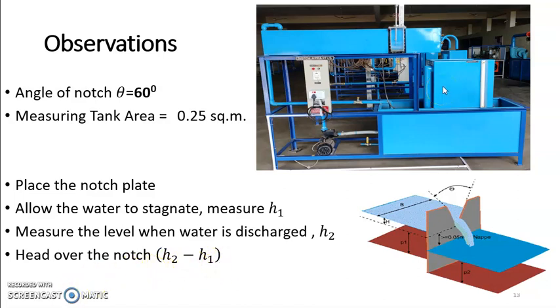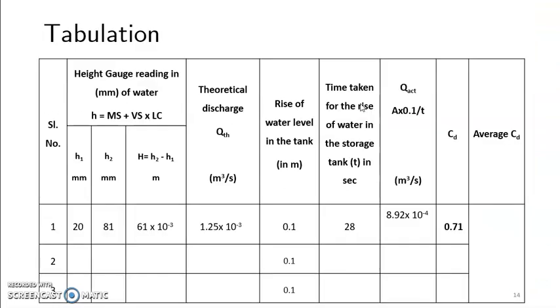And for the same discharge, we need to calculate the time required to store the water in this collecting tank up to some particular height. In our experiment, we are considering 10 centimeter height, and we repeat the experiment for some other discharges. The tabular column goes like this. First the serial number, and we tabulate the H1 value, that is the initial value, and the H2 value, which will be taken in mm, and capital H is nothing but H2 minus H1, which is given in meters.